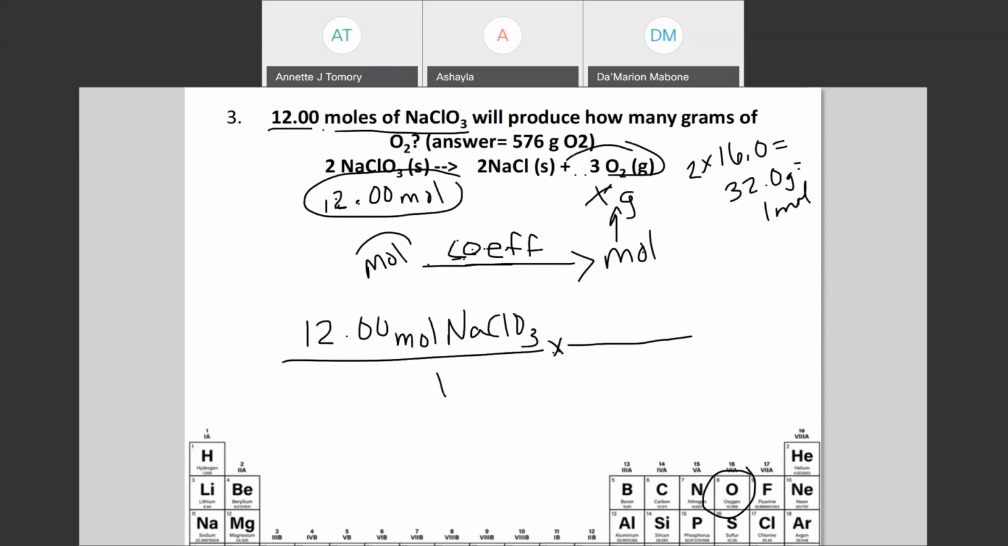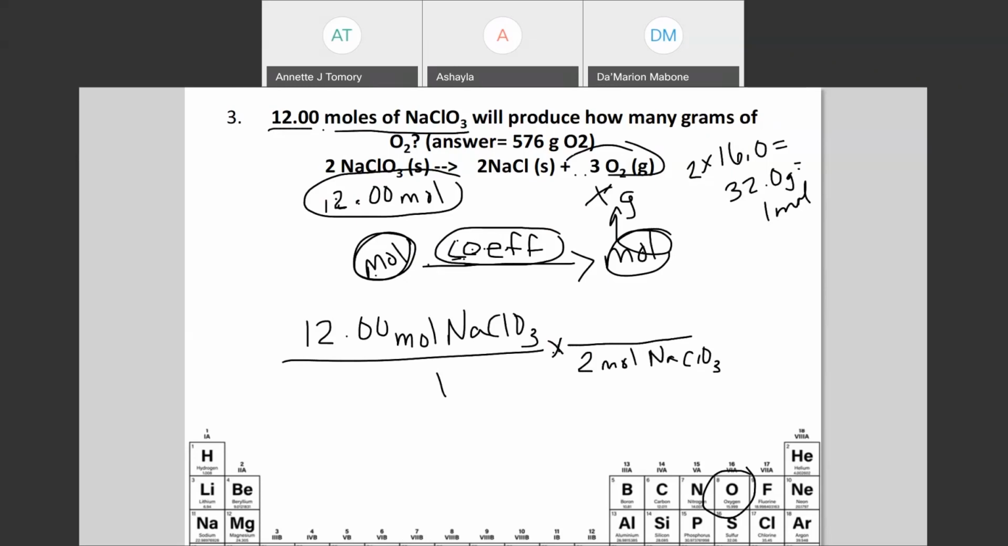We're right here in our plan. We're going from moles of one to moles of another. What do we use? Coefficient. So what's the coefficient of NaCl3? 2. I'm more confident. You got that right. 2 moles of NaCl3. Where are we going to?